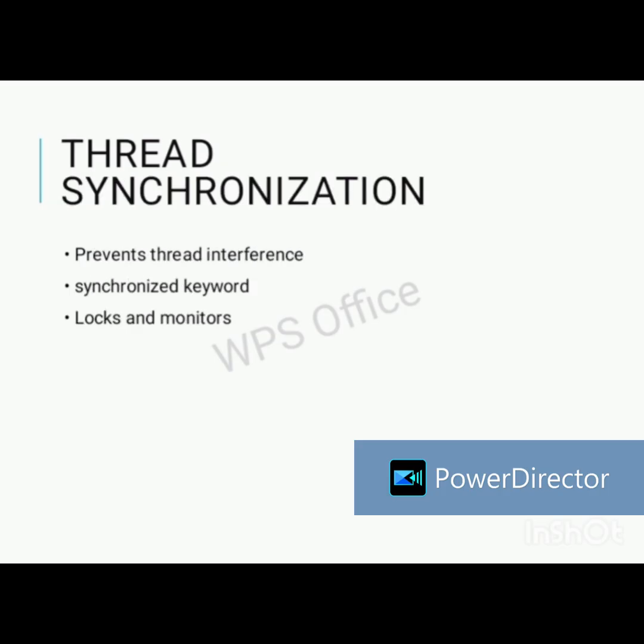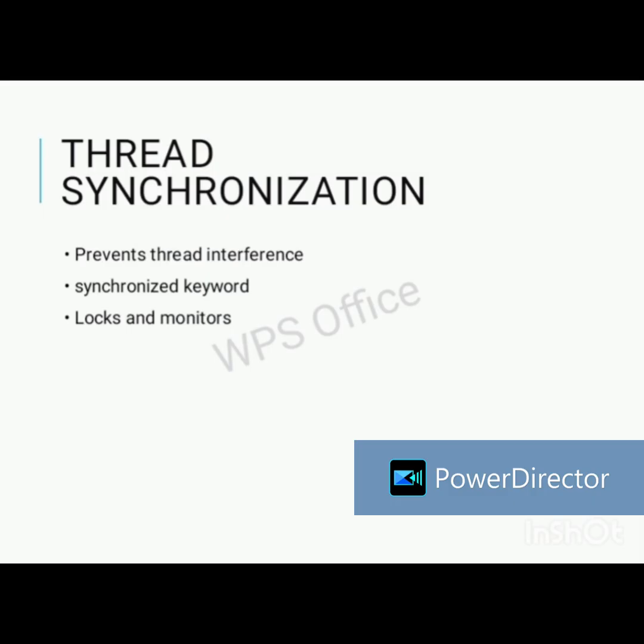Thread synchronization. In multi-threaded programs, threads often share common resources such as variables, objects, or files. If multiple threads try to access and modify the same resources at the same time, it can lead to data inconsistency, race conditions, or even system crashes. This is where synchronization comes in. Thread synchronization ensures that only one thread can access a shared resource at a time, preventing thread interference and memory consistency errors. Java provides the synchronized keyword to manage access to shared resources.